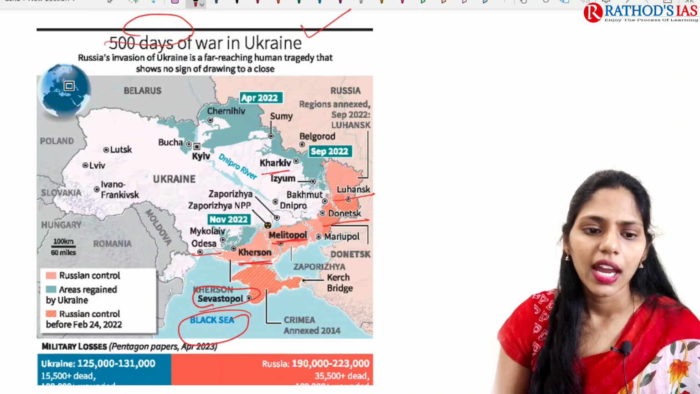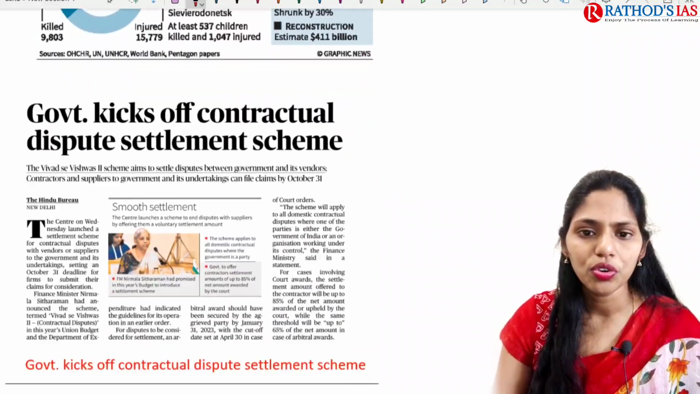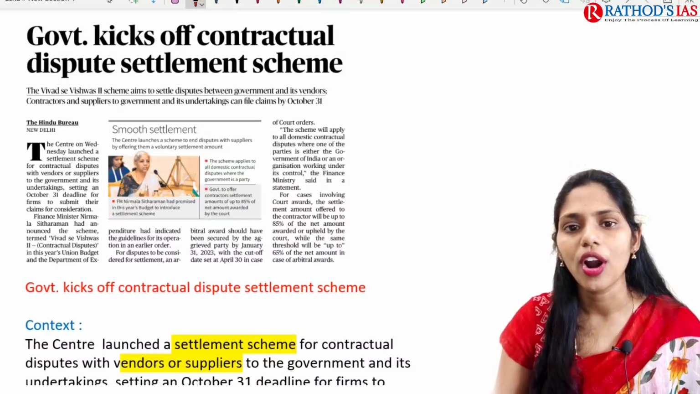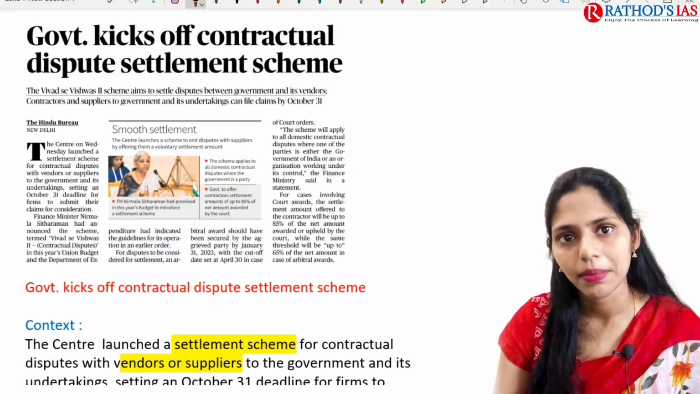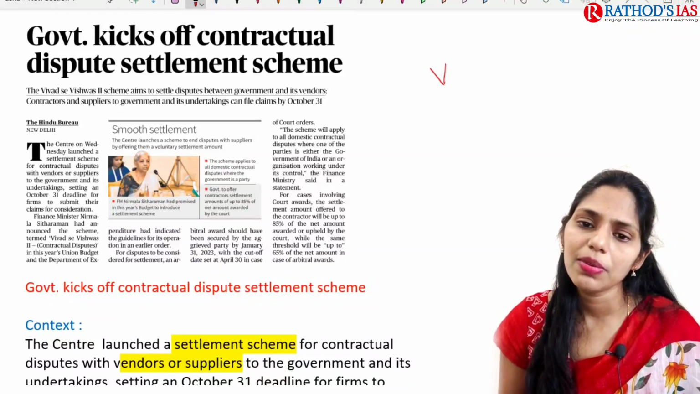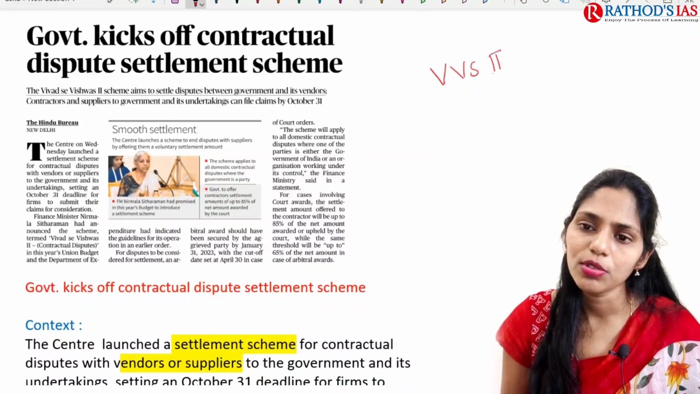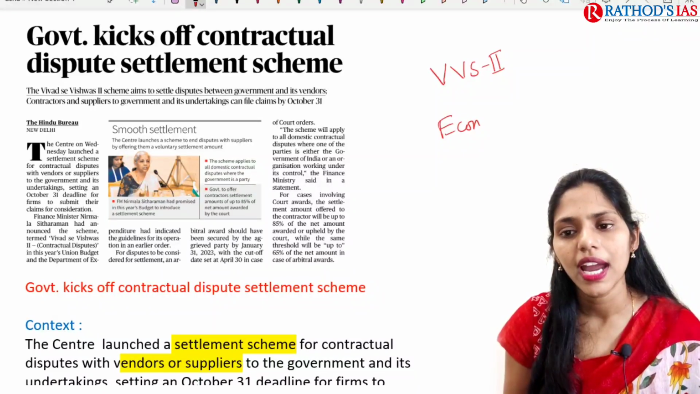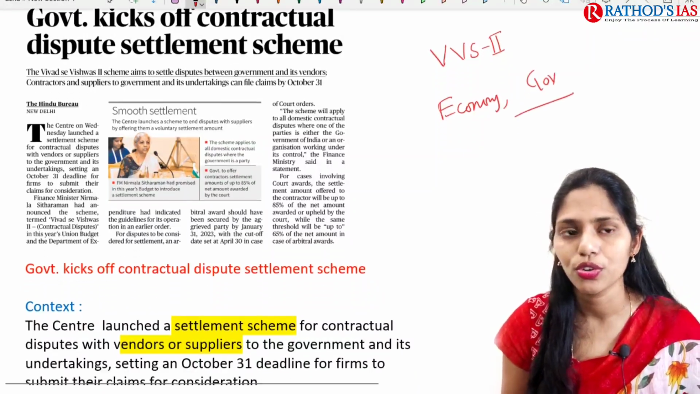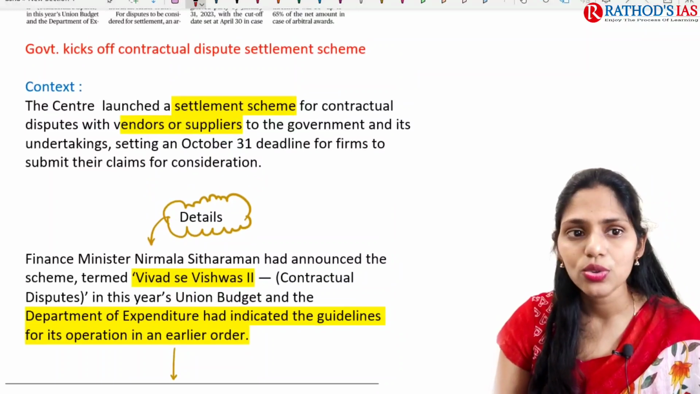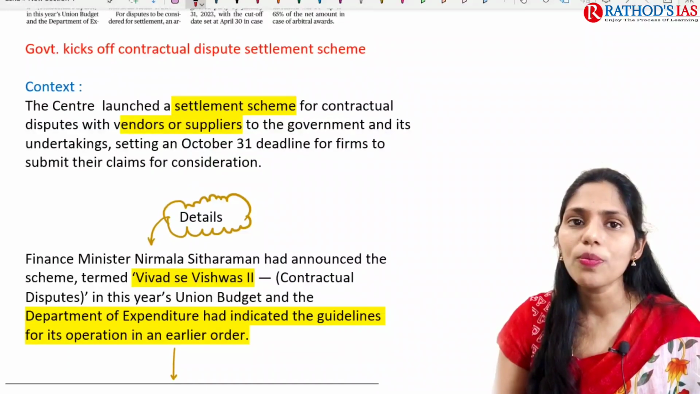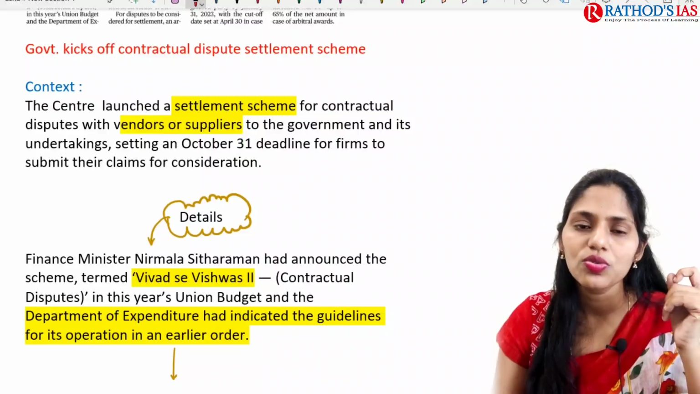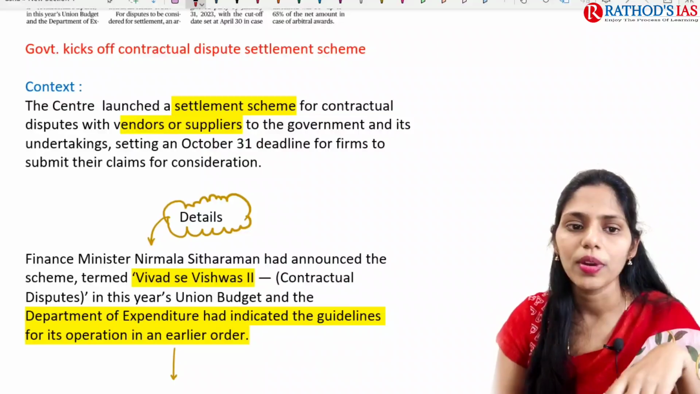Okay, and if you move forward, the next topic is about the government kicking off a contractual dispute settlement scheme. This scheme is, we will say, Vishwas scheme 2. This topic is important from your economy and even from your governance point of view. Now let us try to see the context. The central government launched a settlement scheme for contractual disputes with vendors or suppliers to the government.